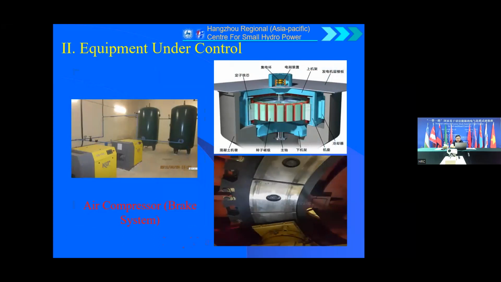Air compressor. The air compressor will be used for the brake system to stop the unit. When we stop the unit and the unit speed reaches normally under 35% of the rated speed, we need to stop the unit immediately. So we need to use a brake system, and we use the air compressor to give the pressure for the brake system.